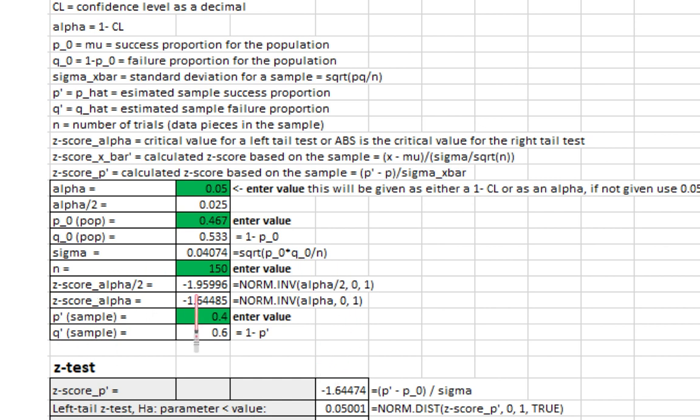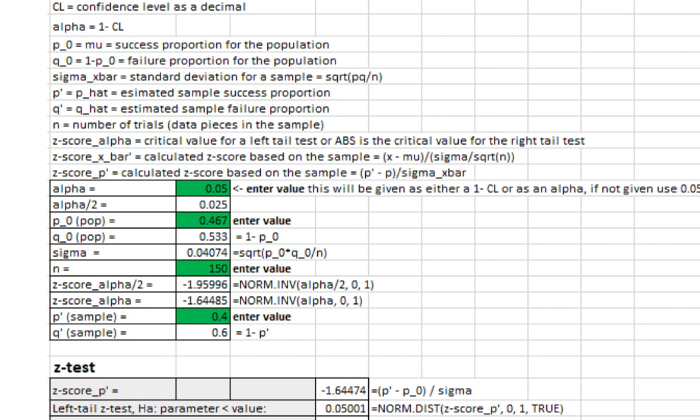The z-score, since we know that this happens to be, what did we decide, a two-tail test? Because we have equality and not equality. So my z-score for my alpha divided by 2 is negative 1.955. My z-score for my p prime is negative 1.64474. So if I just look at my z-scores for the alpha divided by 2 and this z-score, I can tell you that I'm going to fail to reject.